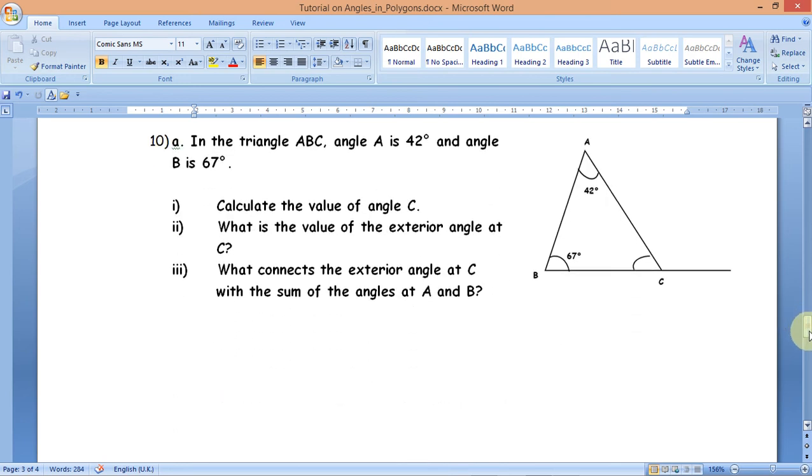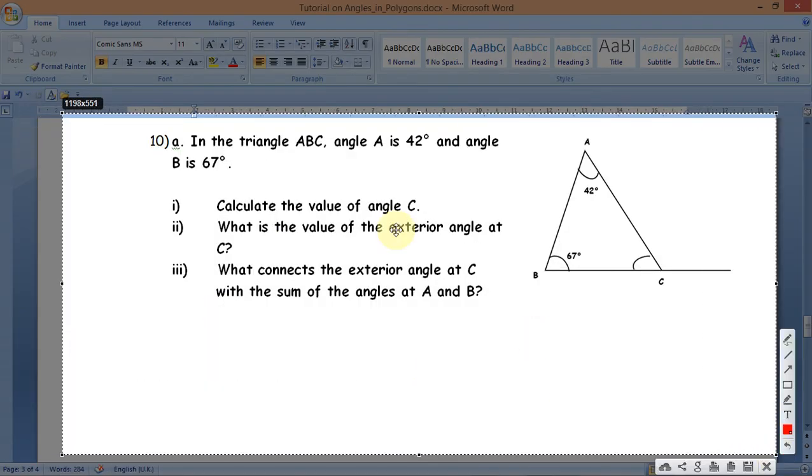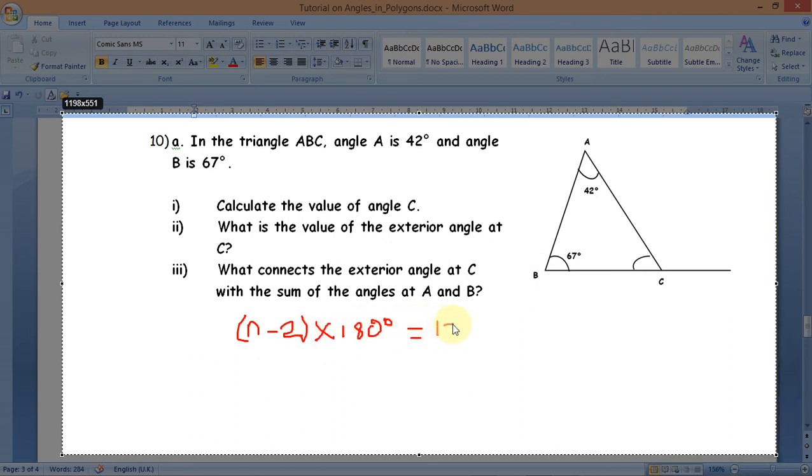In the triangle ABC, angle A is 42 and so on. Let's go ahead and solve this problem. The question says that we should calculate the value of C. Don't forget that the sum of angles in a triangle is 180. If you still want to work with the polygon formula, that's not a bad one anyway. So n minus 2 times 180 gives the sum of the angles in the triangle. The triangle is a three-sided polygon, so that will be 3 minus 2, that's 1 times 180, which is 180.